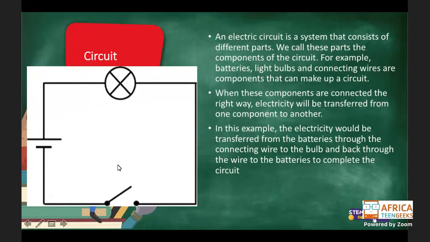This is the simplest way to draw a circuit. Whenever you are requested to draw a circuit, the simplest way you can do it is to draw this diagram.